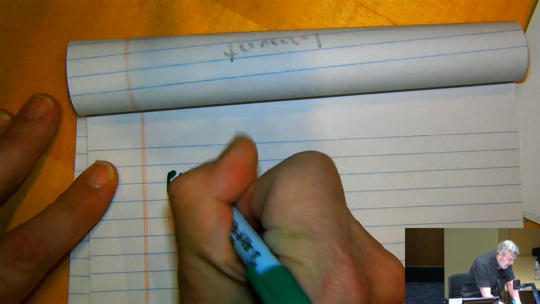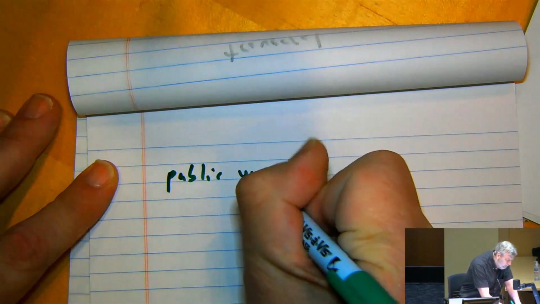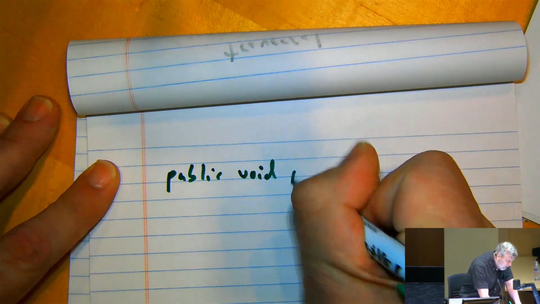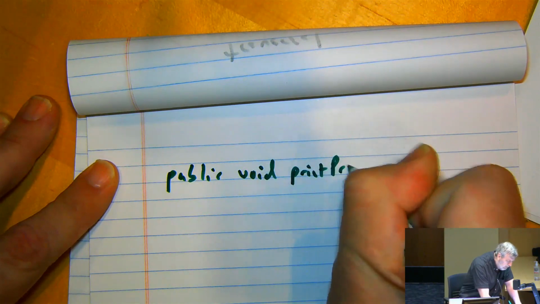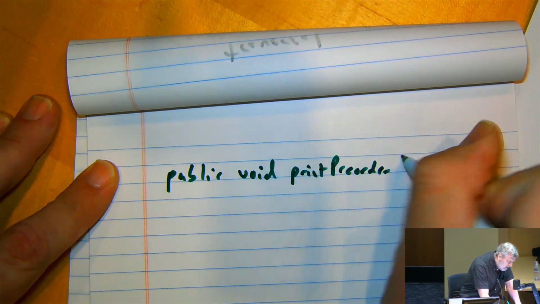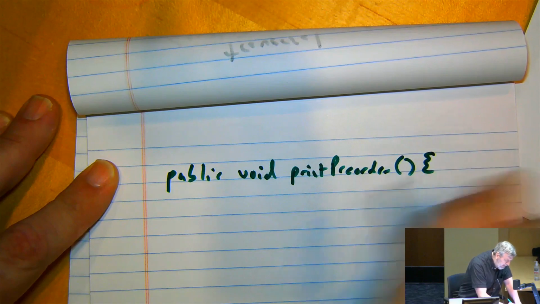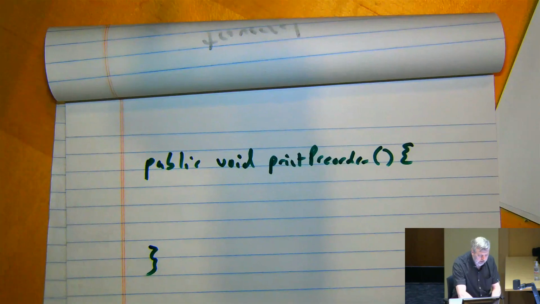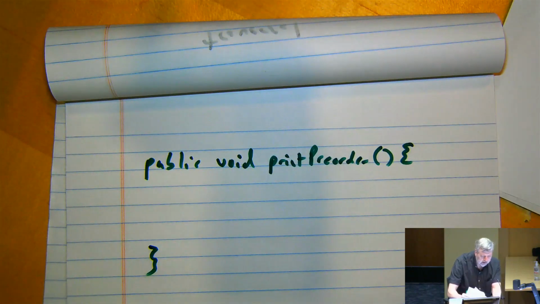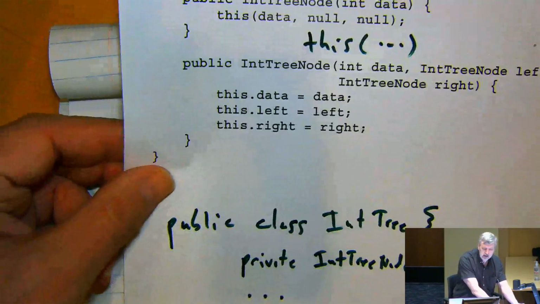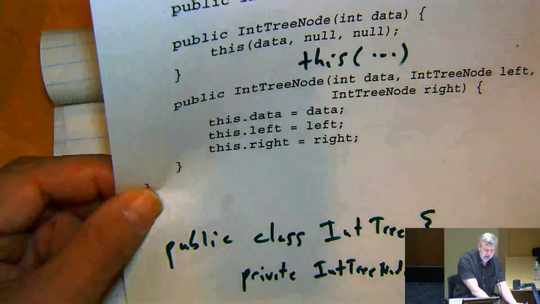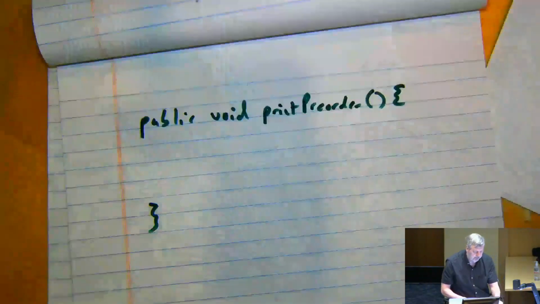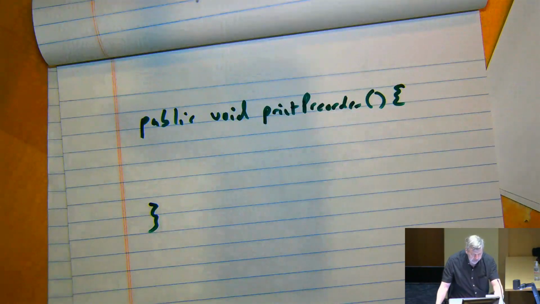All right, well, let's write some code. What I want to do then is make a public void method that I'm going to call print preorder. And I'm imagining that this is a method of the int tree class. So where was that? Way back here. It's going to go in here. There's going to be a public method called print preorder that'll be included in the int tree class. Okay, how do we write it?